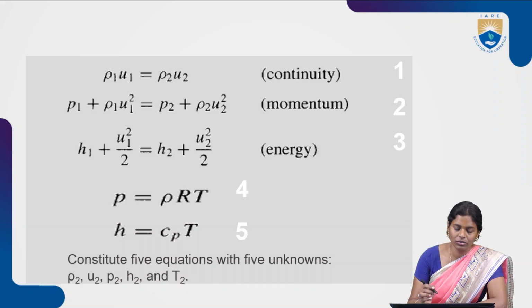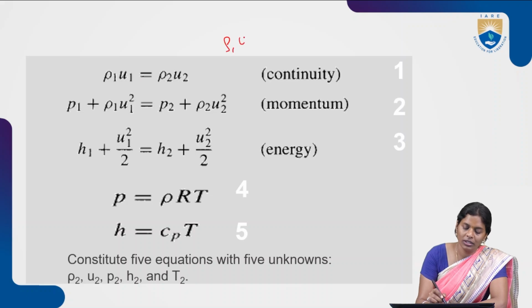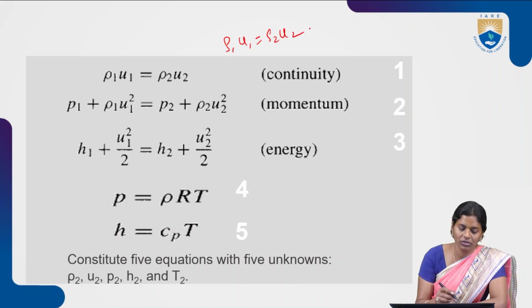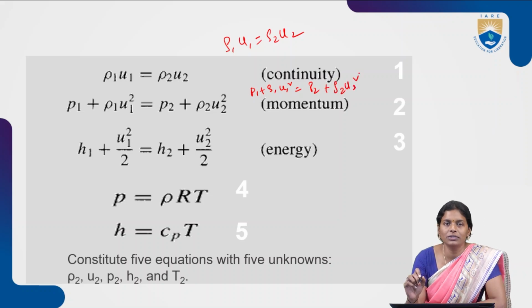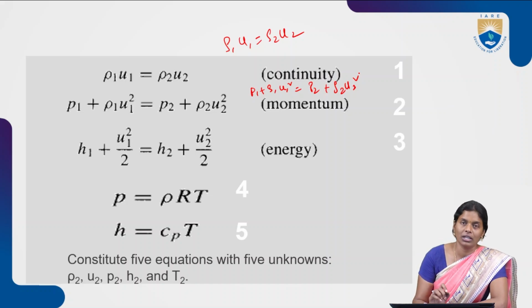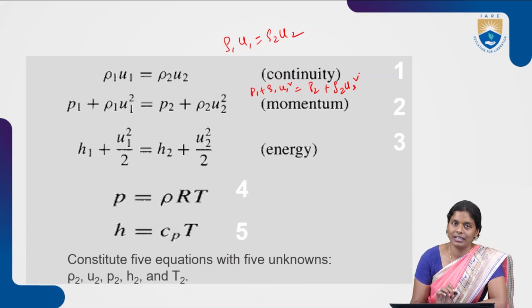Now we are going to try to solve the flow equations. We know the continuity equation: rho 1 U1 equals rho 2 U2. What is the momentum equation? P1 plus rho 1 U1 squared equals P2 plus rho 2 U2 squared. These are the equations we have seen in the last class, for one-dimensional steady flow.